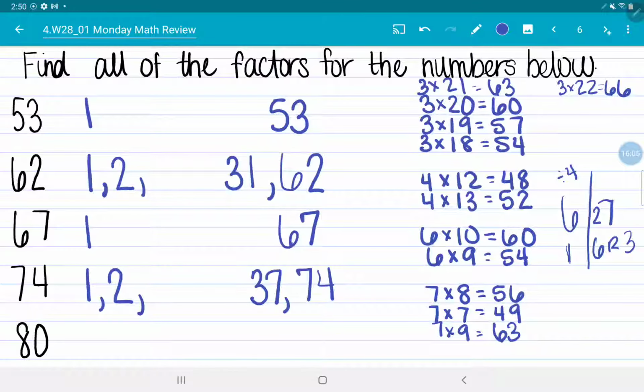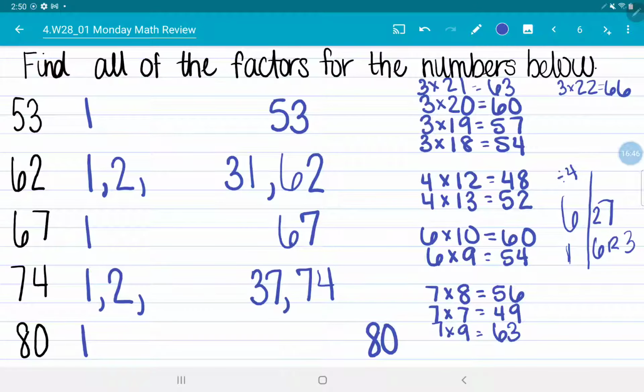Now we have 80. How many points was this worth? 22. And we found 12 factors. So how many factors are there going to be of 80? 10. 10 factors. That's a lot. All right, so here we go. What's the first set of factors? 1 and 80. We know that's about as easy as it comes to find. So I have 1 and 80.